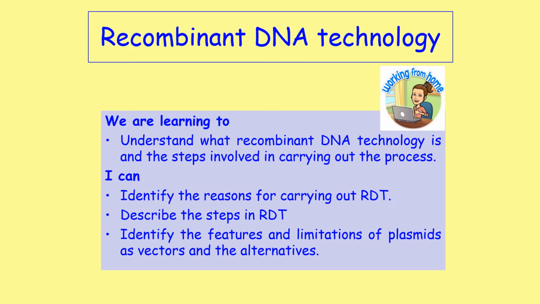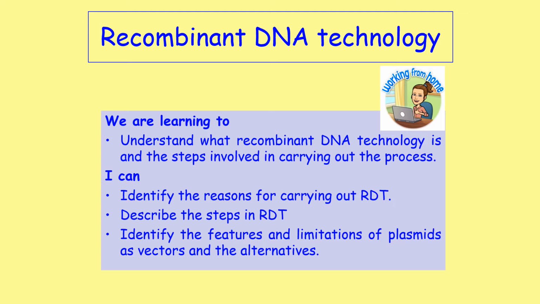So there were two processes that we could use to improve our strains of microorganisms. We looked at the other one last lesson, which was mutagenesis, and this lesson we're going to be looking at recombinant DNA technology, or as you more commonly know it, genetic engineering.